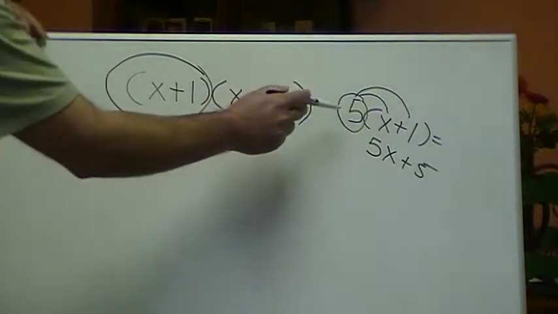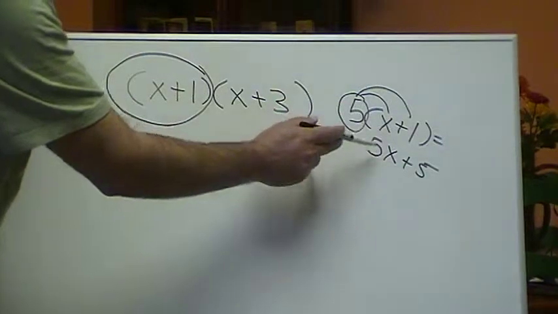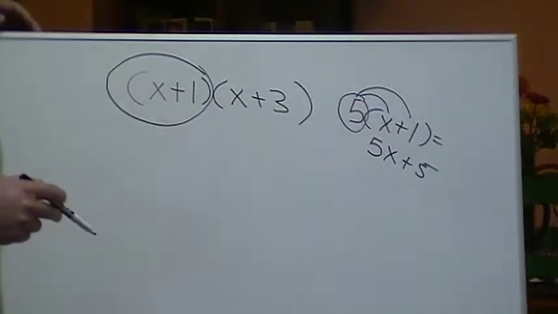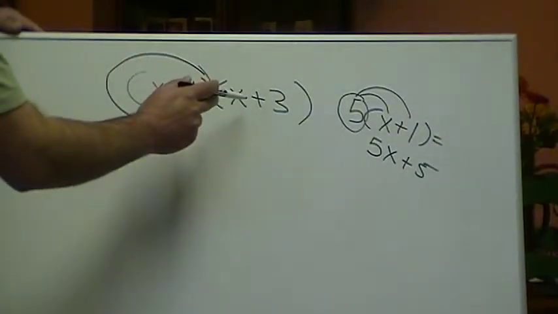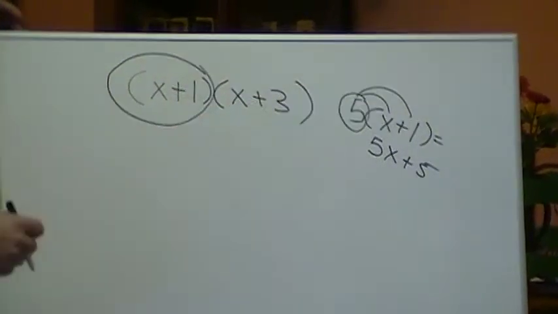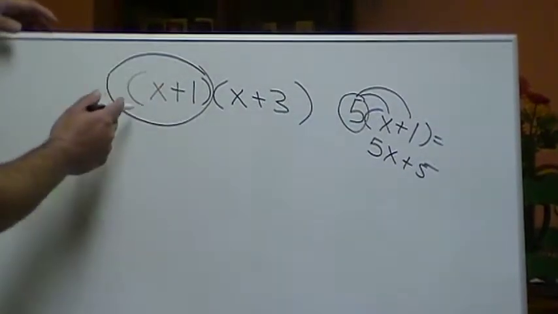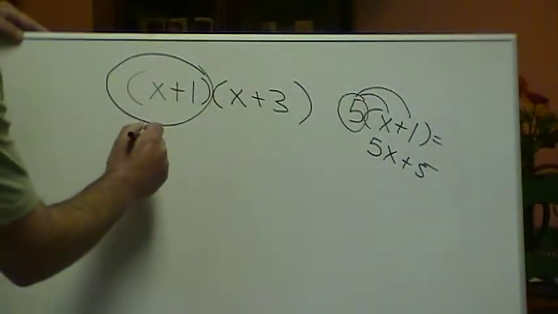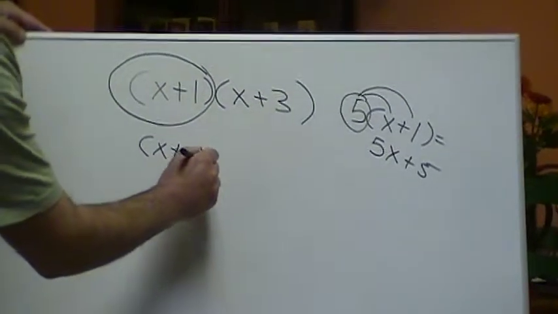So right here I have something in a circle multiplied by the x, something in the circle multiplied by the 1. In this problem I have something in the circle multiplied by the x, and something in the circle multiplied by the 3. So let's go ahead and do that real quick. If we take what's in the circle, x plus 1, and we multiply it by the x, we're going to get x plus 1 times x.